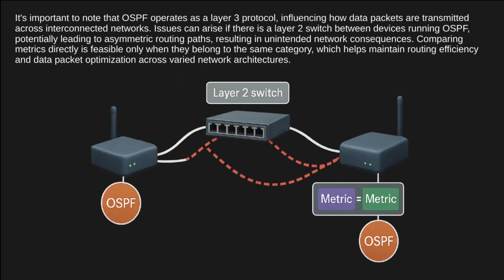It's important to note that OSPF operates as a Layer 3 protocol, influencing how data packets are transmitted across interconnected networks. Issues can arise if there is a Layer 2 switch between devices running OSPF, potentially leading to asymmetric routing paths, resulting in unintended network consequences. Comparing metrics directly is feasible only when they belong to the same category, which helps maintain routing efficiency and data packet optimization across varied network architectures.